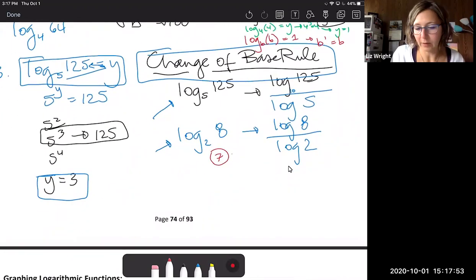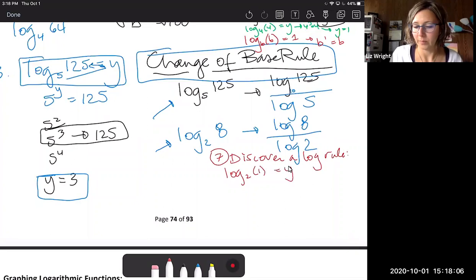Our next rule that we're going to discover, so discover a log rule, is going to be log base 2 of 1 equals y, which asks the question 2 to what power is going to equal 1? 2 to what power is going to equal 1? And I hope you say y equals 0, because that would be correct. y equals 0.